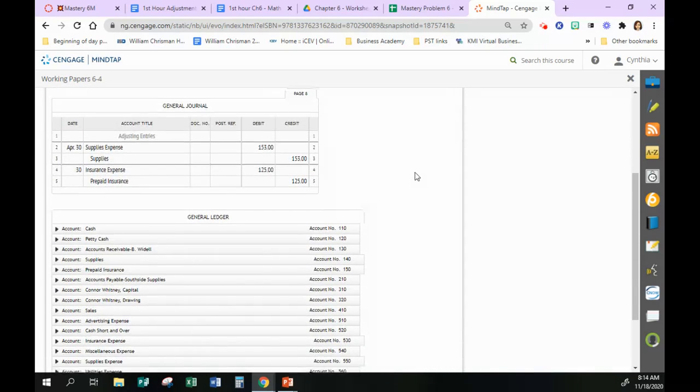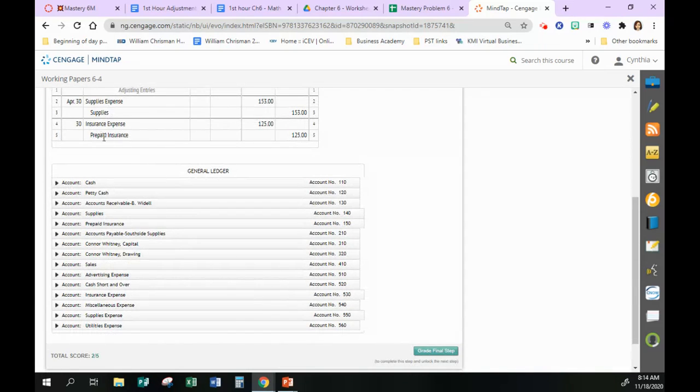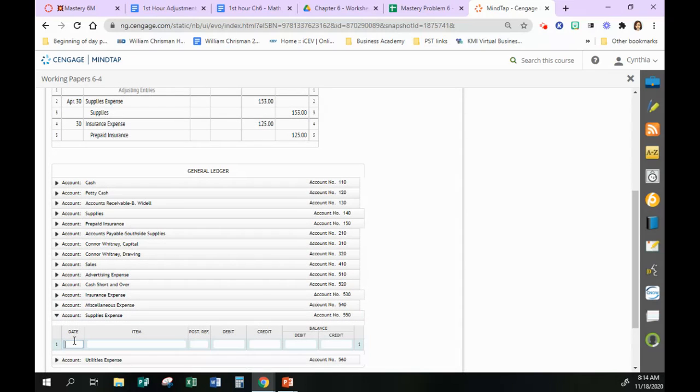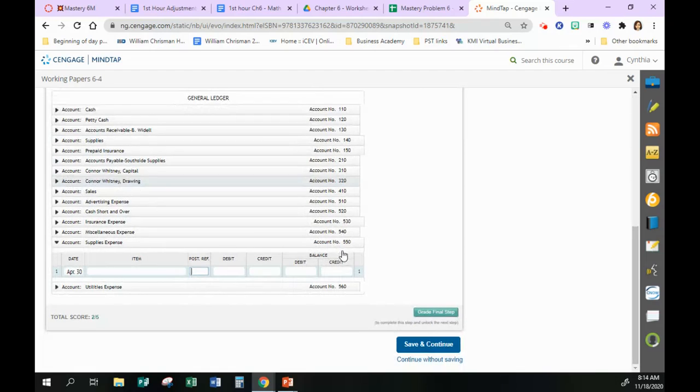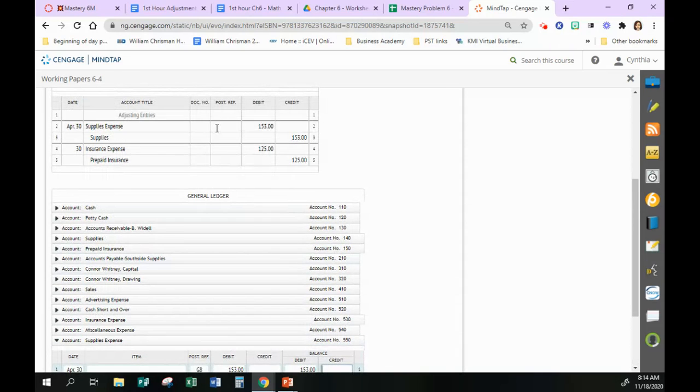We haven't posted for a while, so I'm going to go through this. Supplies expense, APR 30. Our post ref is G8, and that is a debit for $153, and we have no previous balance. So we bring the 153 over to our balance columns. Then we take our account number 550 and we put that in the post ref. Be sure you get the post ref column, not the document number.